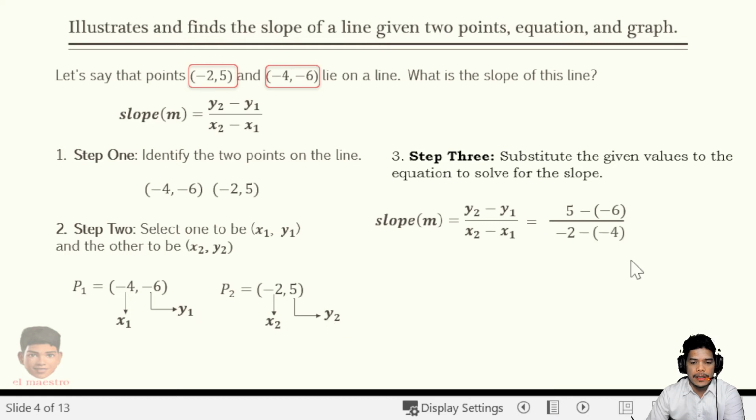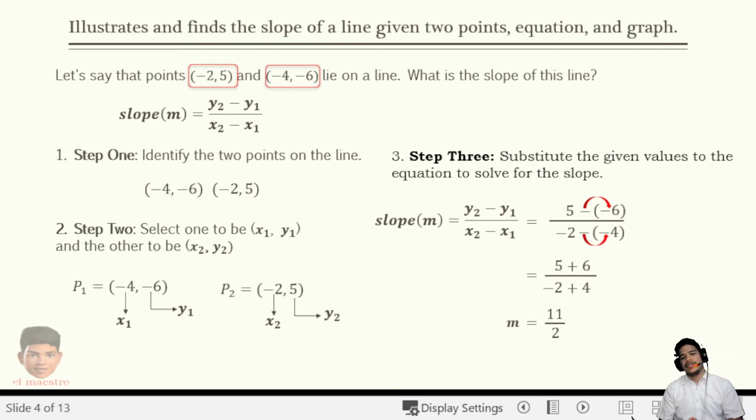Okay? So, do the math. But before that, we should first remove the parentheses. So meaning, we distribute the negative, so negative times negative will become positive. So the outcome is 5 plus 6. The same thing in the denominator. Distribute the negative, and it becomes negative 2 plus 4. So the parentheses are gone. Let's do the math. 5 plus 6 is equal to 11, and negative 2 plus 4 is positive 2. So our slope now is equal to 11 over 2. So that's how easy it is, class, to solve the slope of the line with given 2 points.